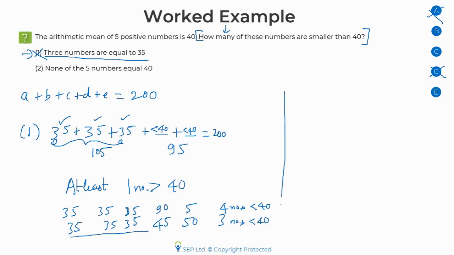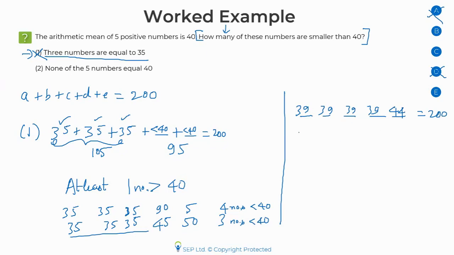Second statement: none of the 5 numbers equal to 40. Clearly, any of my numbers can be any value. I just know that 5 numbers are adding up to 200. So can I have 39, 39, 39, 39? Because none of the 5 numbers are equal to 40. And whatever is left over, I think this is 156, so this is 44. How many numbers less than 40?